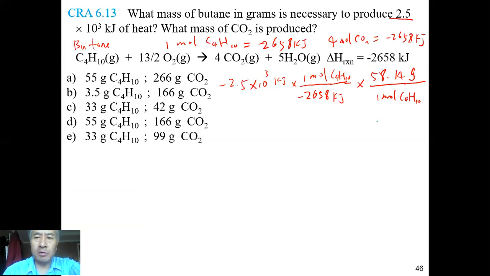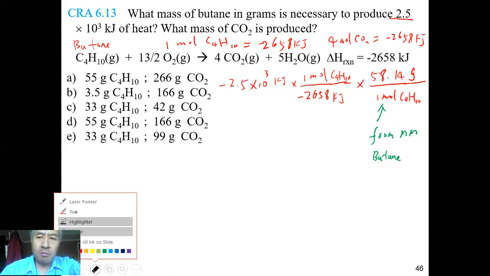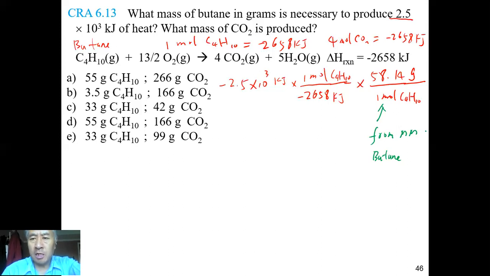And also, I will make a note. So this fraction is from the molar mass of butane. All right. So now we know where those fractions come from, where those numbers come from, and we can just check the unit cancellation. So kJ cancels out, moles cancel out, and we get grams of this C4H10.